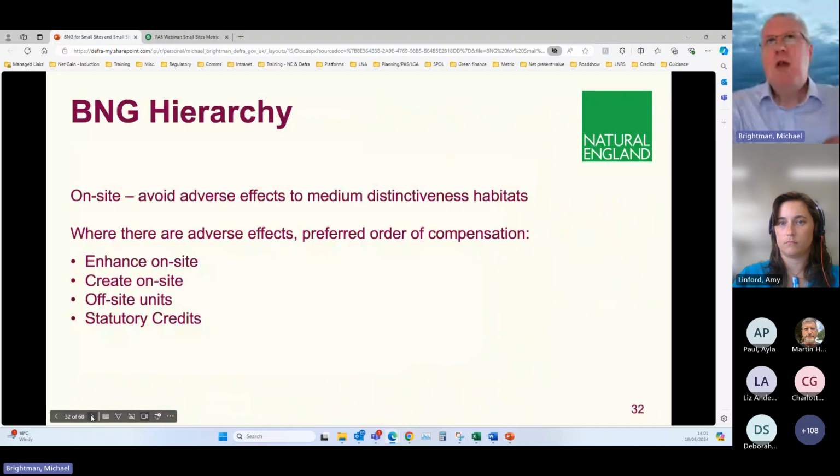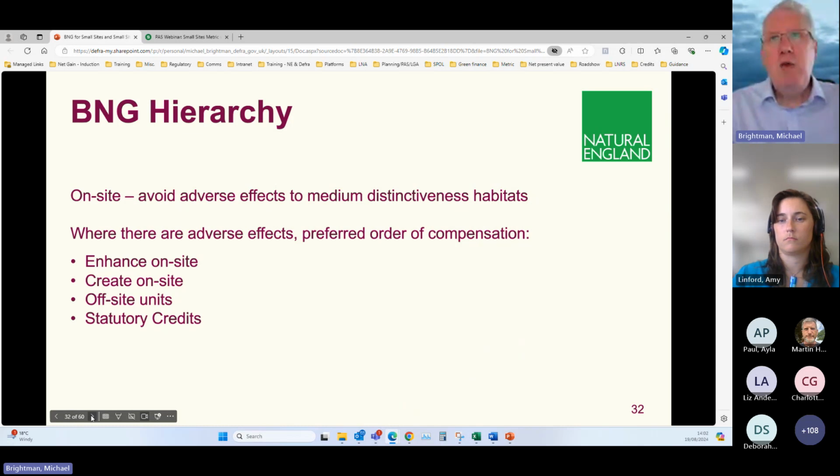A note now on the biodiversity net gain hierarchy, and a reminder that this is statutory, including the statutory instruments, and with information within Planning Practice Guidance or PPG. And what it says is that on site, the developer must avoid adverse effects to medium distinctiveness habitats in relation to the small sites metric, so high distinctiveness for major sites.